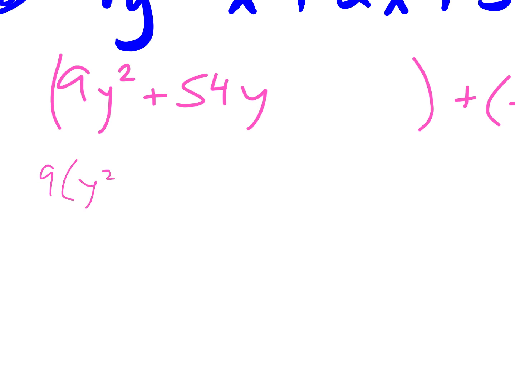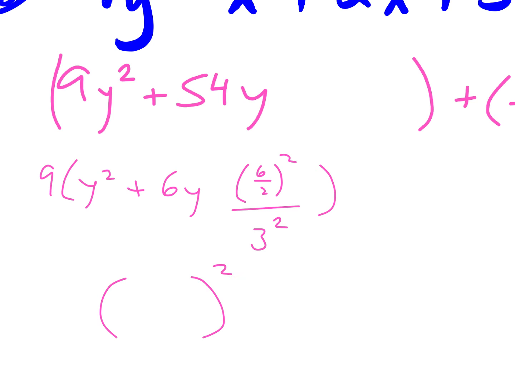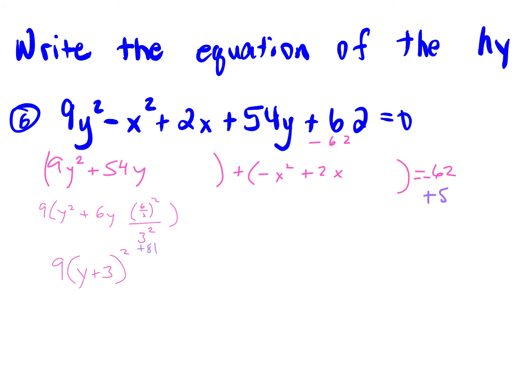So to complete the square with my y's, what should I do first? Take the 9 out, so I have y squared plus 6y. What number is going to go in here to help me complete the square? 6 over 2 squared. So that would be 3 squared. So what goes into my parentheses here? y plus 3. So I'm adding 9 in here, but it's actually 9 times 9, so I'm adding 81. So I need to add 81 on the other side too.